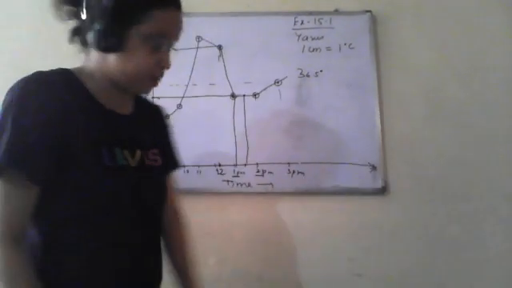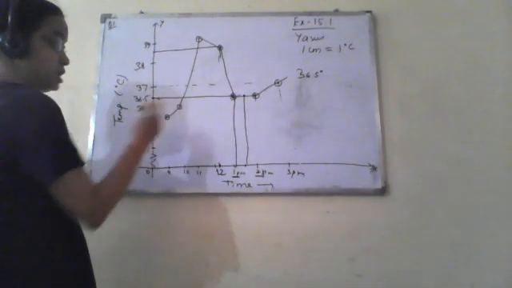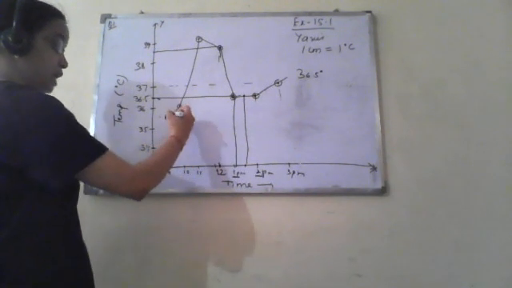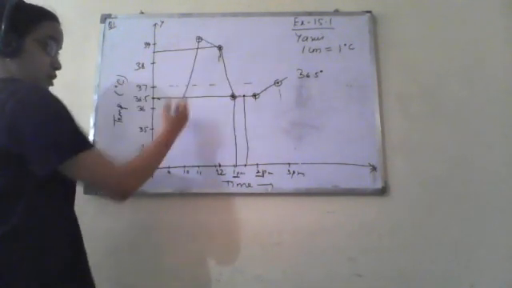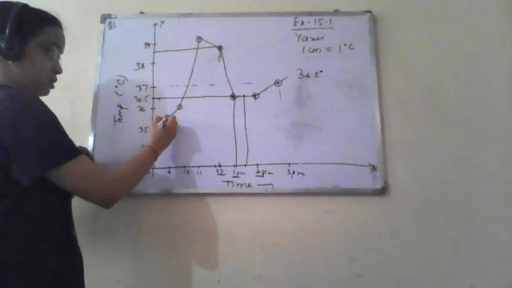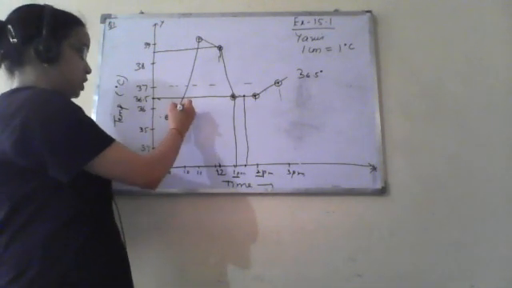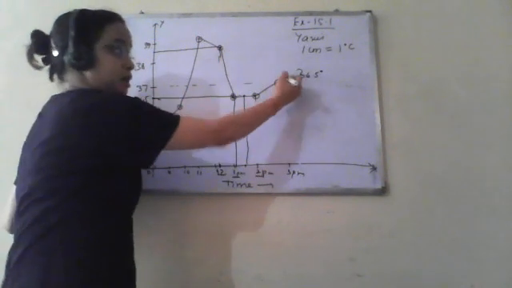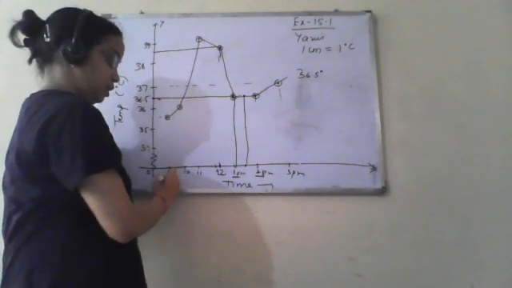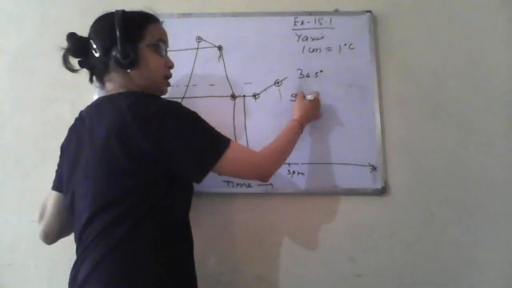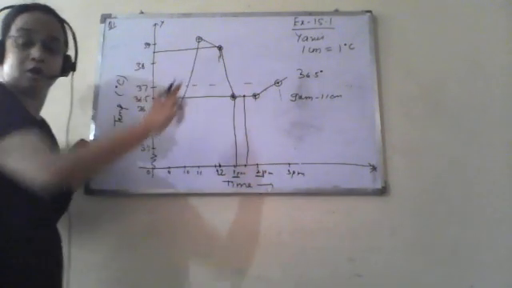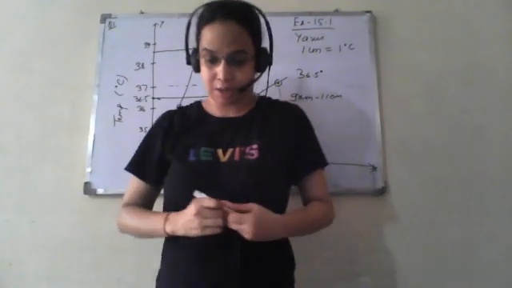Now, during which period did the patient's temperature show an upward trend? Upward trend means his temperature was rising. So it was from 9 to 11. From 9 the value was 35.5, then it rose to 36, then it rose to 39. After that the temperature started declining. So between 9 a.m. to 11 a.m. his temperature showed an upward trend, or his temperature was increasing.